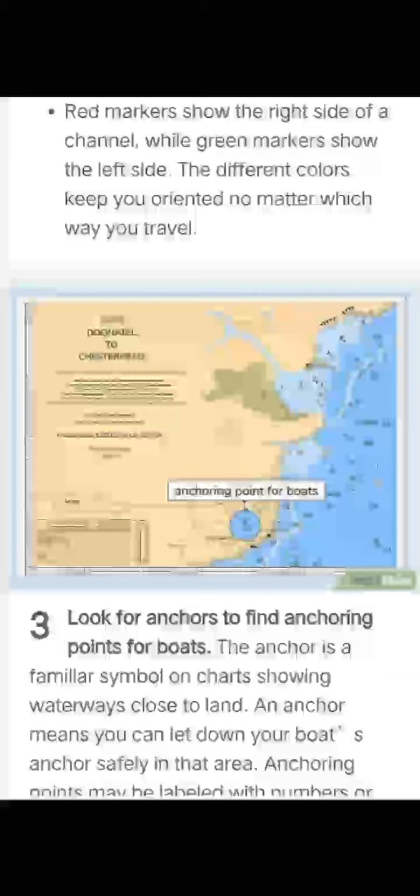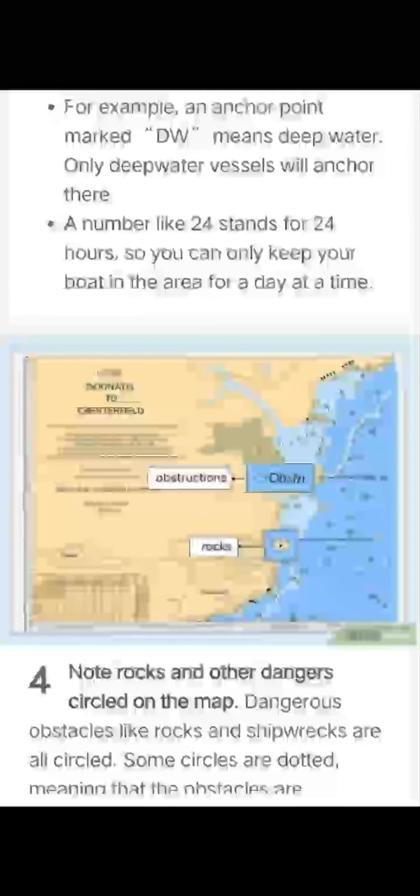3. Look for anchors to find anchor points for boats. The anchor is a familiar symbol on a chart showing waterways close to land. An anchor means you can let down your boat's anchor safely in an area. Anchoring points may be labeled with numbers or letters. For example, an anchor point marked DW means deep water. Only deep water vessels will anchor there. A number of 24 stands for 24 hours, so you can only keep your boat in an area a day at a time.